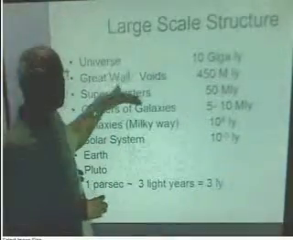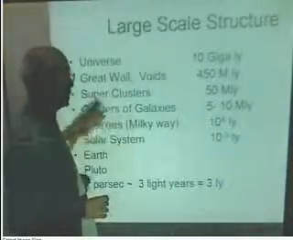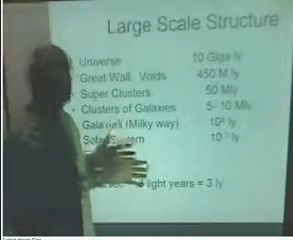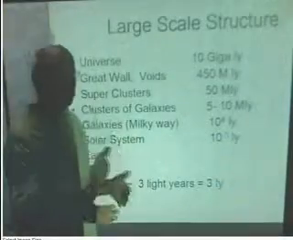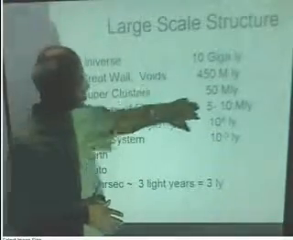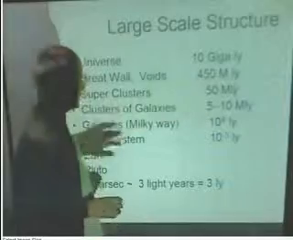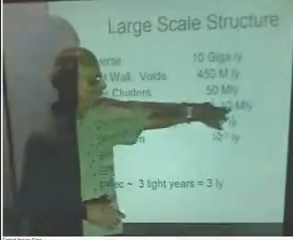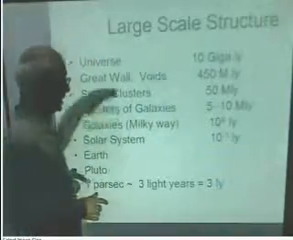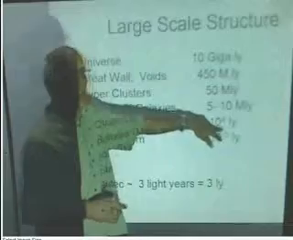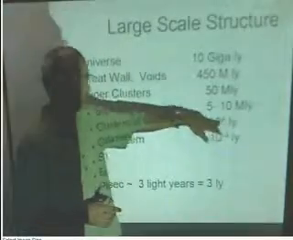If you come down below that, the bigger objects are called superclusters of galaxies. There are galaxies, there are clusters of galaxies, and there are superclusters of galaxies. The superclusters are of the order of 50 million light years. Then you have clusters of galaxies, which are about 5 to 10 million light years. And then you have galaxies like the Milky Way, which are about 10 to the power 4, or 10,000 light years.